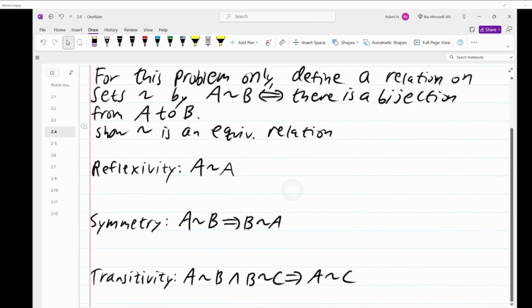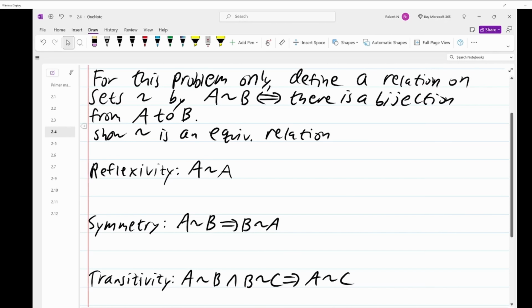For this problem only, define a relation on sets, tilde, by A is related to B if and only if there's a bijection from A to B. Show that tilde is an equivalence relation. I'm going to assume you don't know what that means. I would like a further explanation.